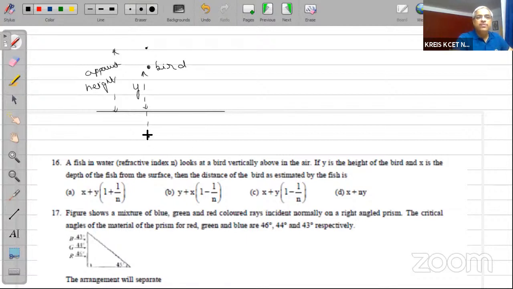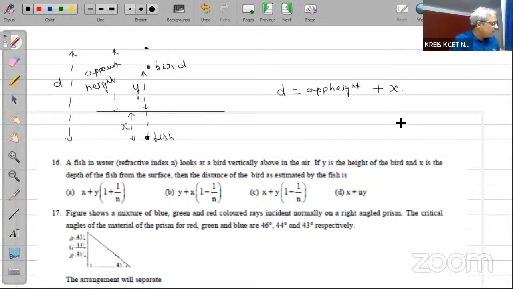The fish is at a distance of x. Now the question we have been asked is about the bird as seen by the fish, that is the apparent height, and how far it is from the fish. So they are asking us for this particular distance here, students. That is very simple to find out. D will be equal to the apparent height plus x. If we know the apparent height, then the answer will be very simple to obtain.